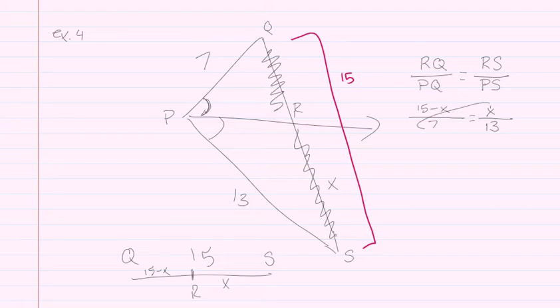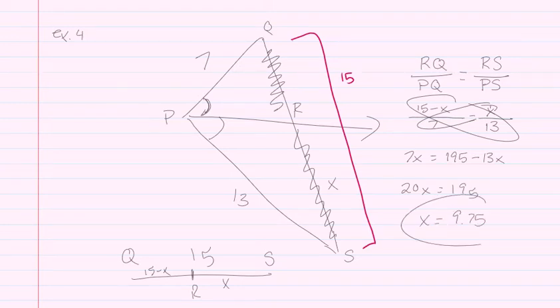When I cross multiply here, I get 7x equals, and I have to distribute that 13 and get 195 minus 13x. And then I need to add my like terms and get 20x equals 195 and x equals 9.75. If you want a little bit of practice, I'm going to draw guided practice 3 and 4, and then just pause the video for a couple of seconds, and the solutions with work will pop onto your screen.